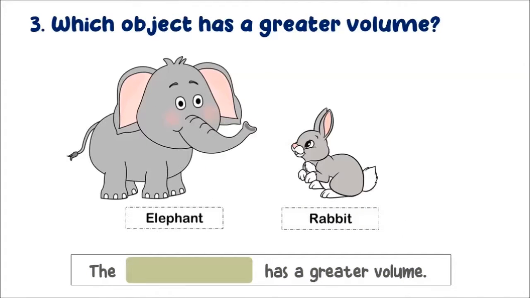Continue, number 3. Which object has a greater volume? I think it's easy. Elephant or rabbit? Yes, the elephant has a greater volume.